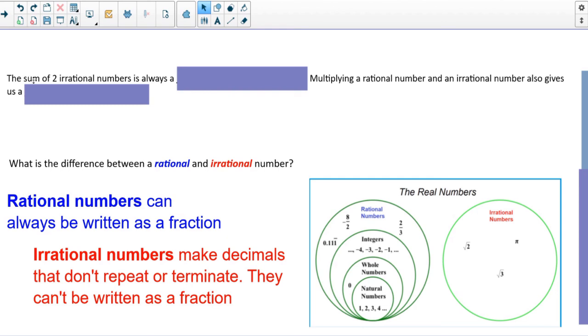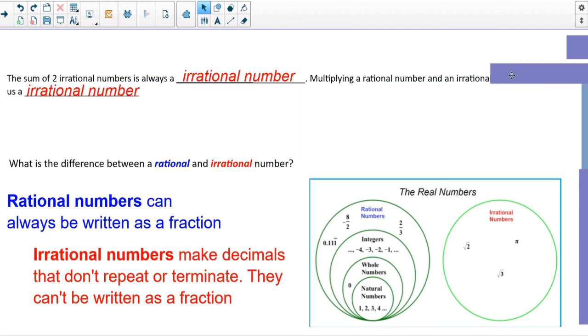If I add two irrational numbers together, the sum of two irrational numbers, it's always going to give me still an irrational number. Same thing with multiplying. If I multiply rational times an irrational, that decimal is just going to carry on to the answer. It's going to still give me an irrational number. All right, so that's the basic difference here, rational, irrational, and how we can approximate these radicals using perfect squares that we already know.